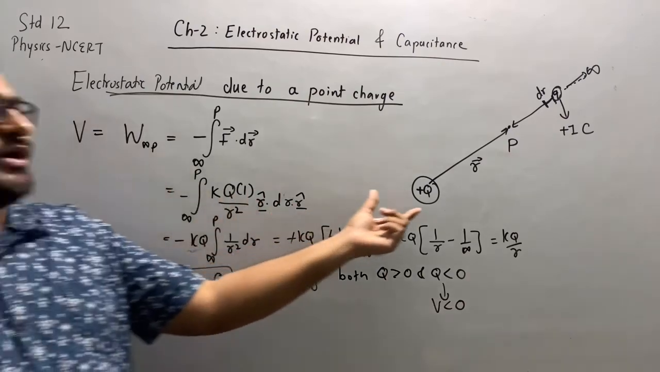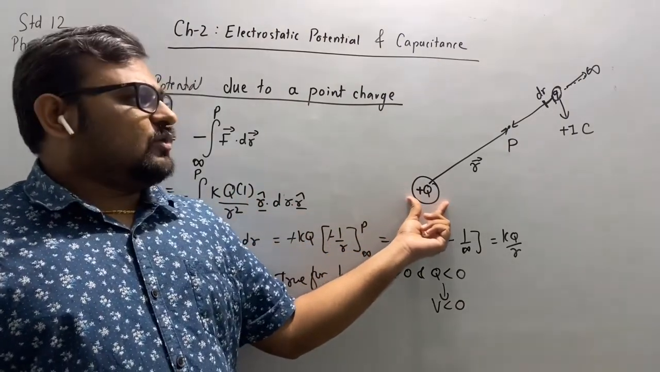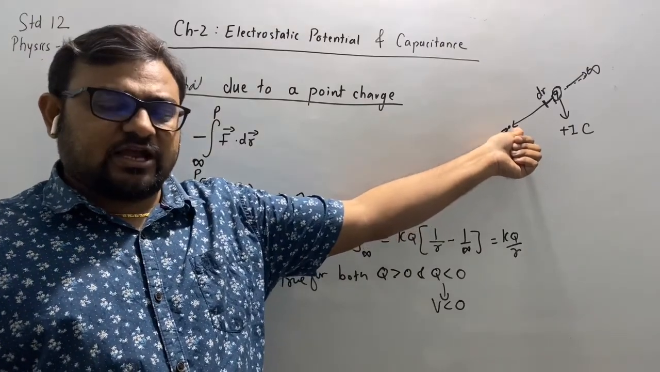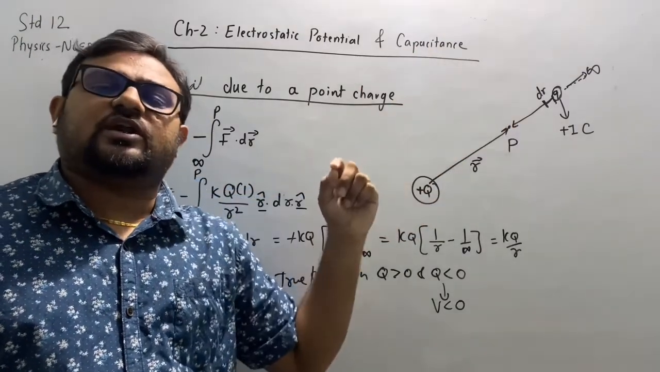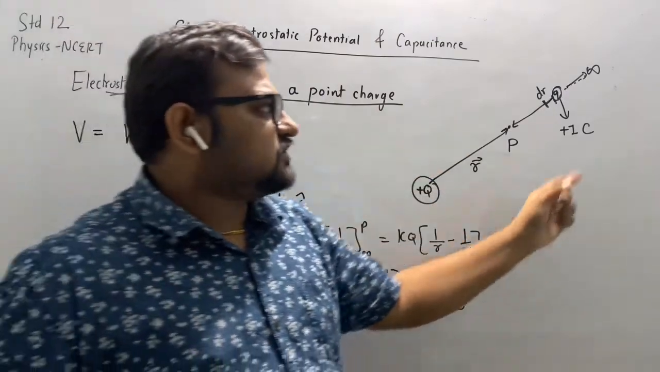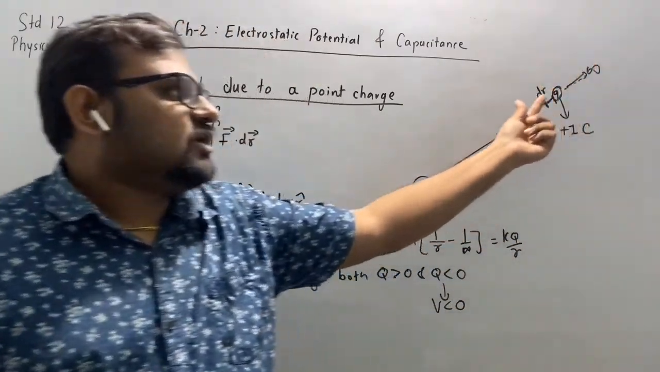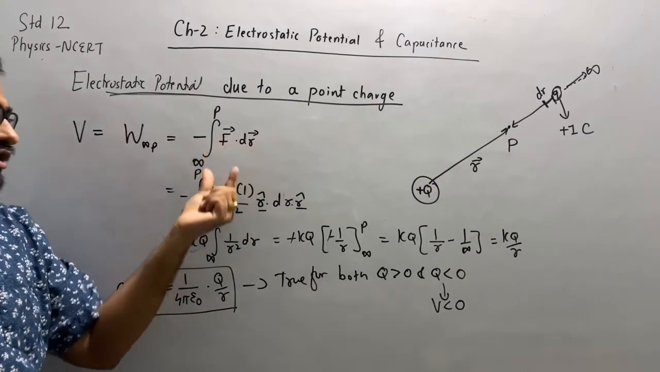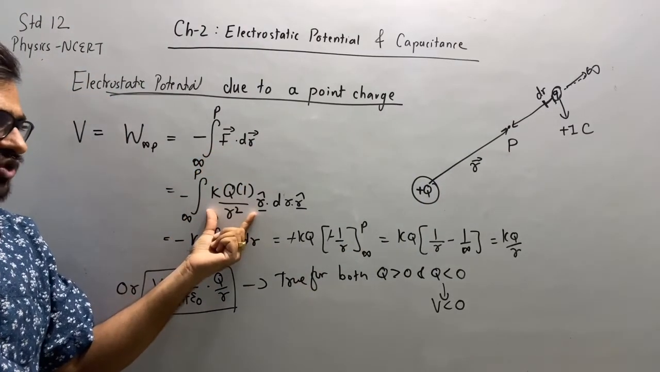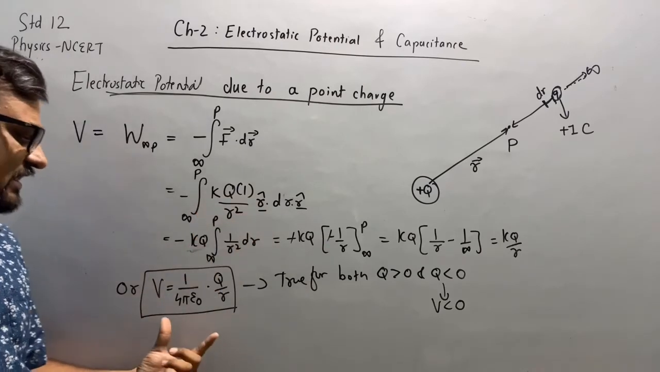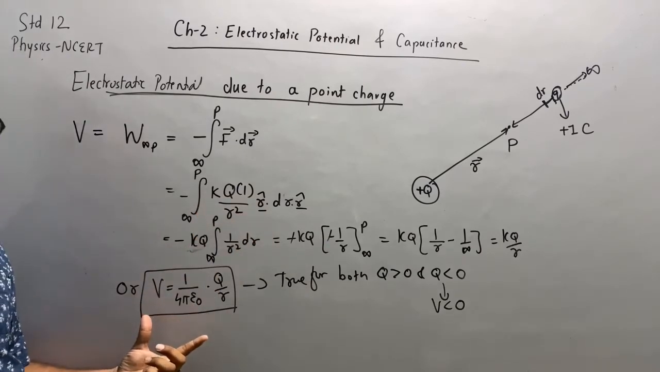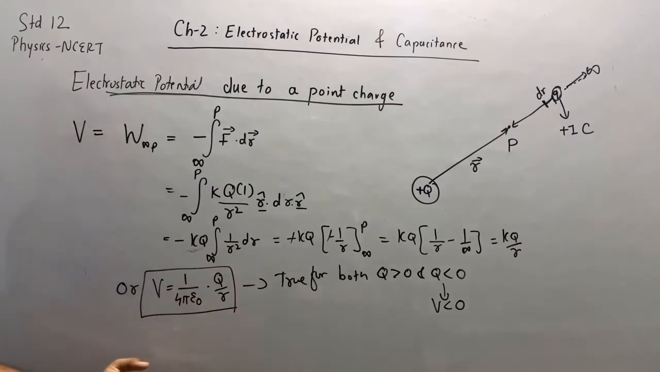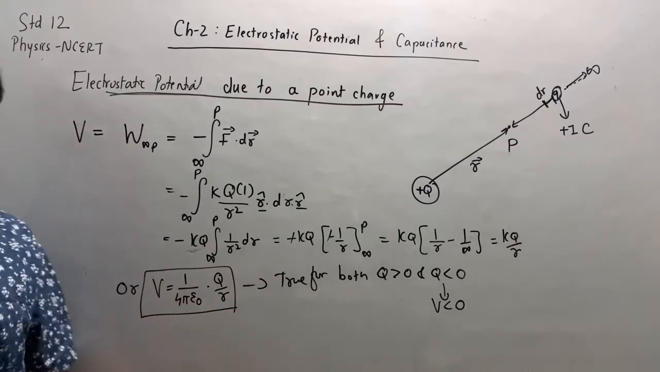So I'm repeating: electrostatic potential due to point charge. We have taken a point charge at origin. Now we have to find out the electric potential at point P. According to definition, it is work done in bringing a unit positive charge from infinity to a point P. So F dot dr, putting the value of force, and solving and integrating, finally we get V equal to 1 by 4 pi epsilon 0 Q by R. So note down this derivation.